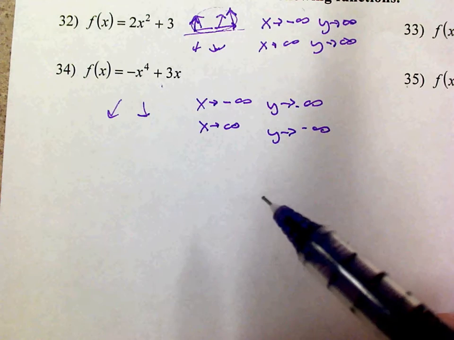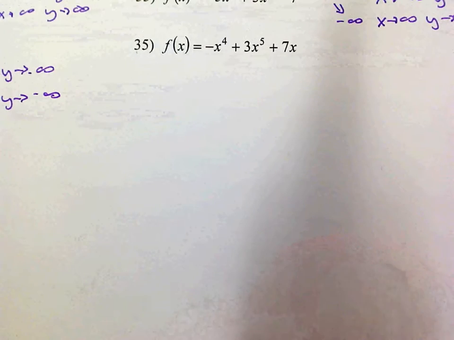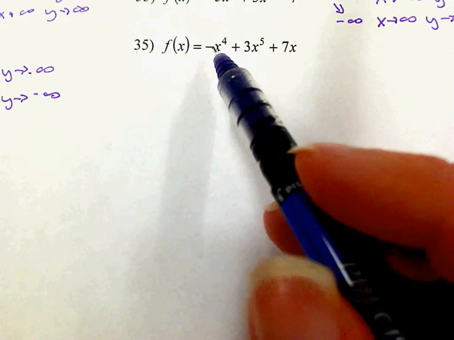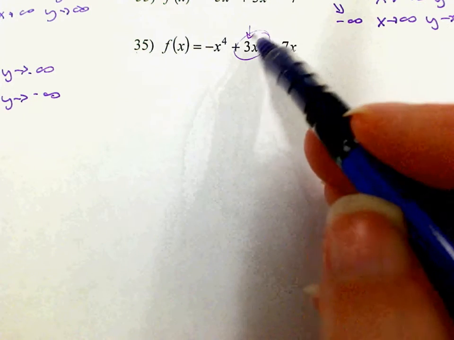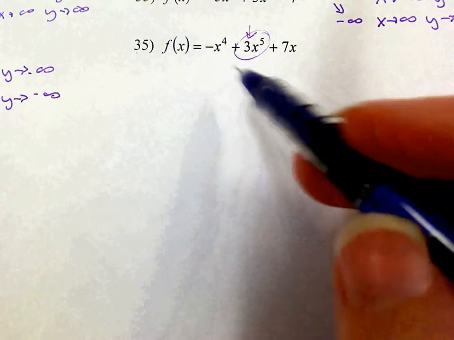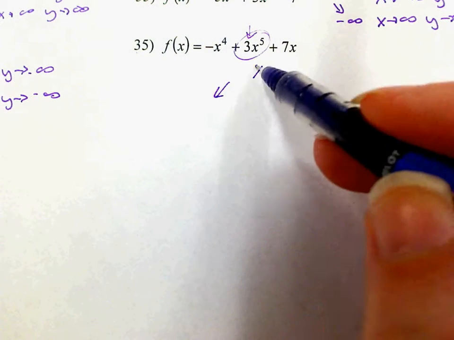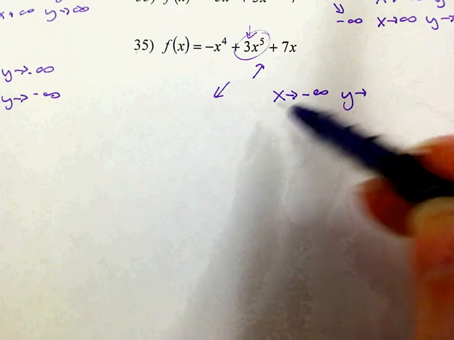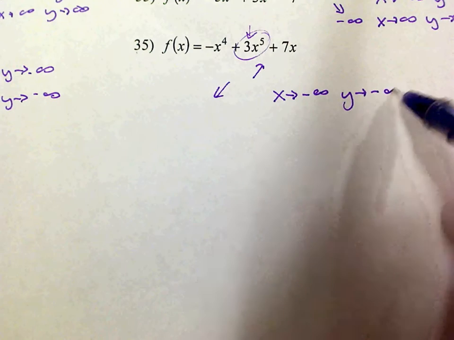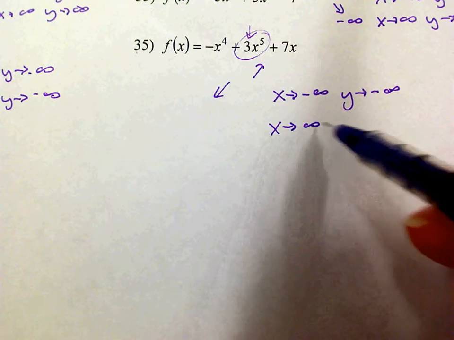Okay? This one, you almost think is a negative even, but if you look for the highest power, it's actually that one, which makes this the lead coefficient, which is positive. So we're talking about a positive odd. So in general, we do this. As x goes to negative infinity, y goes to negative. As x goes to positive, y goes to positive.